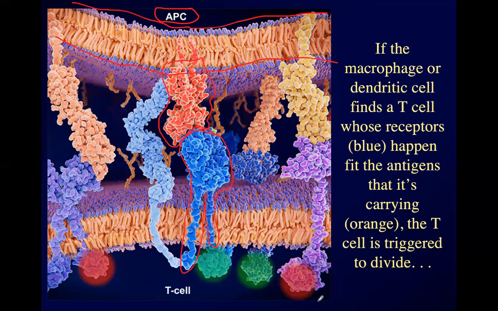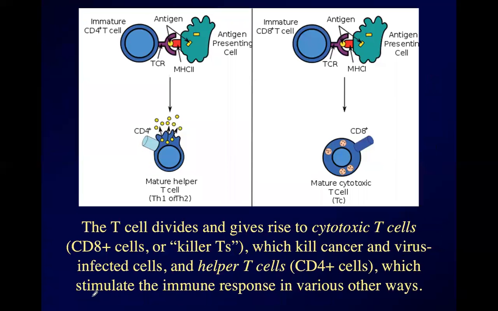So if the macrophage that's carrying around the antigen doesn't find a matching T cell, it'll go on to the next T cell. But once there's a match, that triggers the T cell to start dividing. And the T cell, as it divides, will produce 2 new types of T cells. One type is called cytotoxic T cells. They're also sometimes called killer T cells or killer Ts or CD8 plus cells.